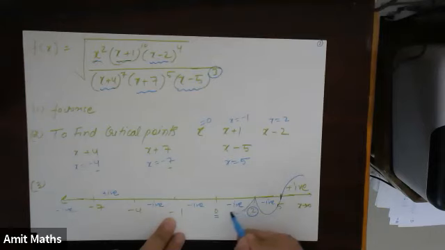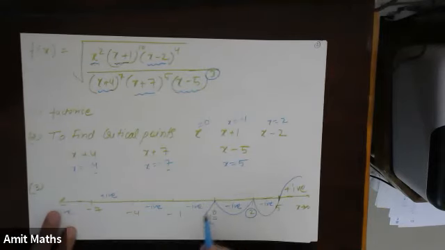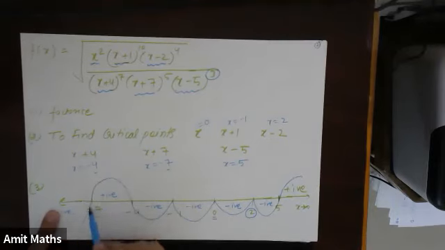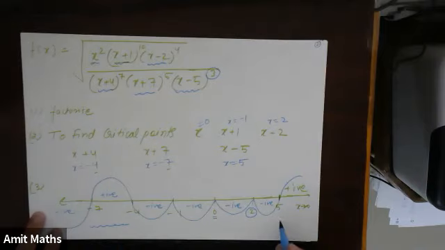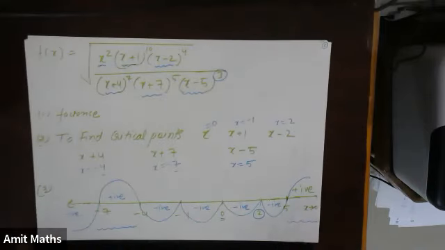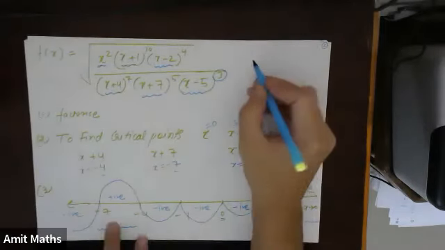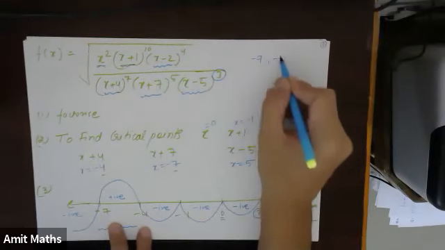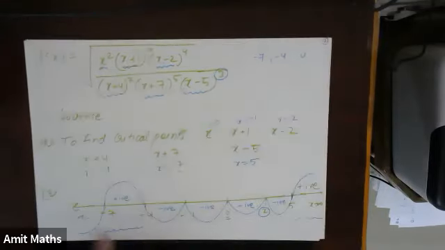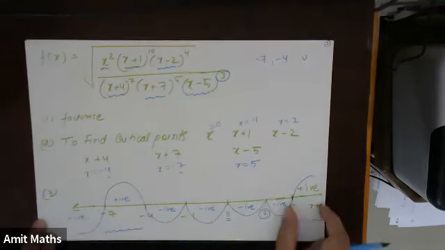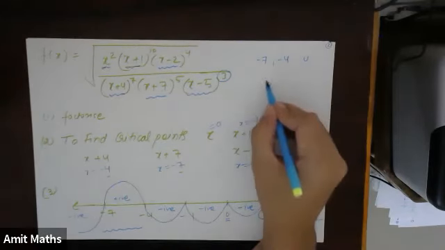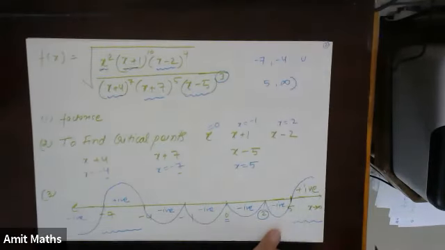It will bounce back because of even power. Then it will change sign and then it will go down. So wherever this is positive, I will report that as my solution. This is positive in this domain and this is positive in this domain. So if I report this, it is -7 to -4 union, everywhere in between it is negative, and here it is positive, so from 5 to infinity. Infinity will be an open bracket.